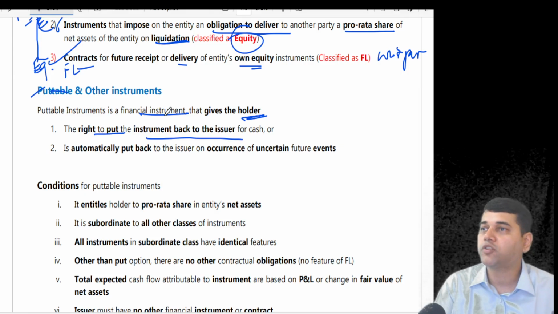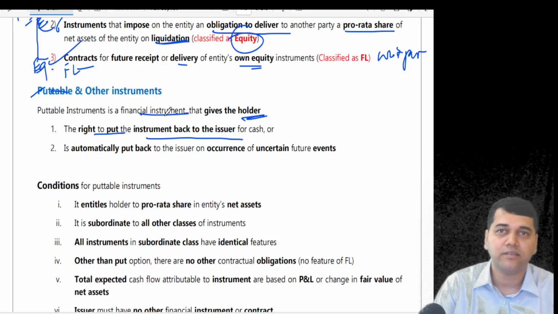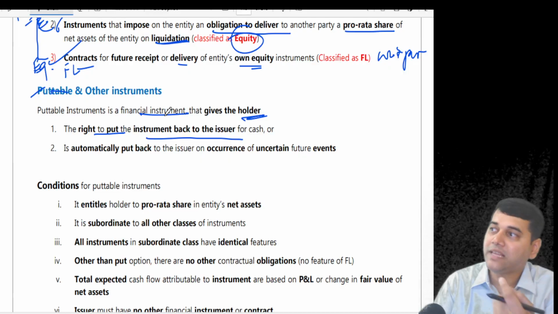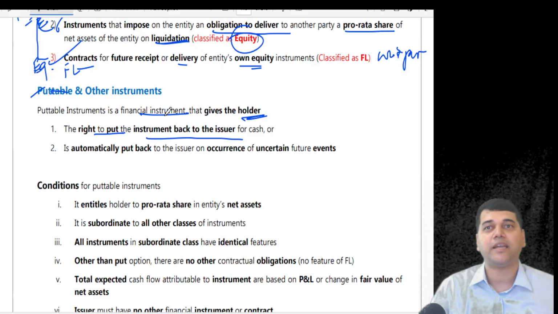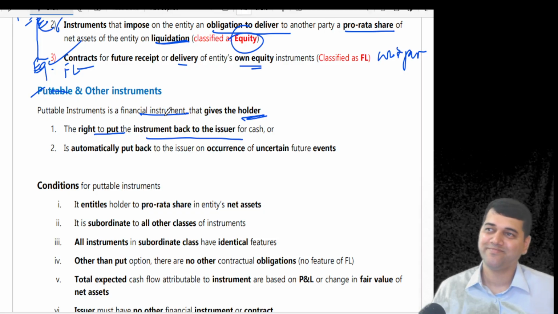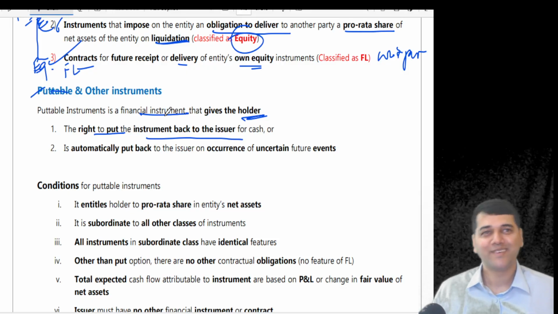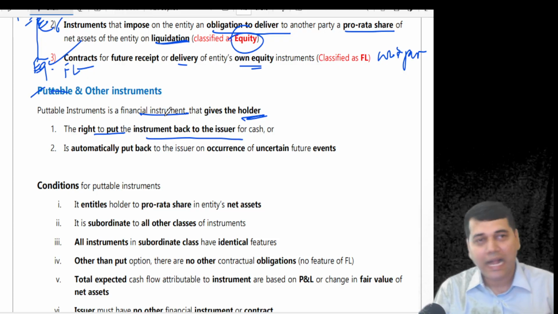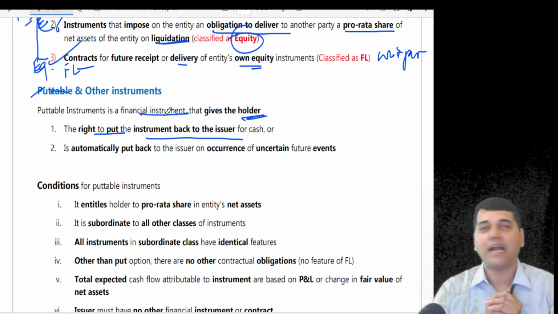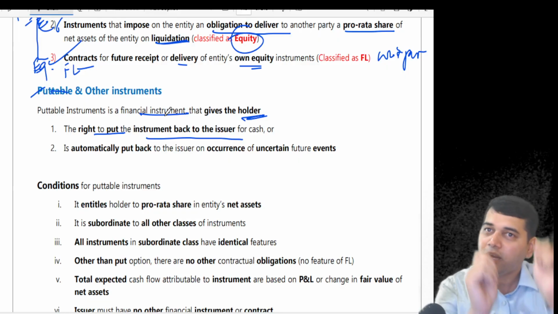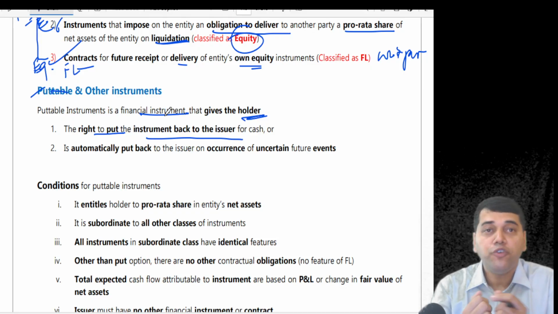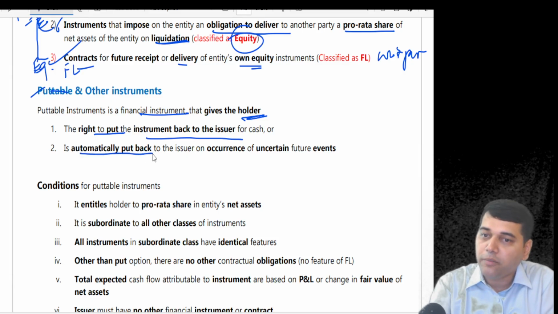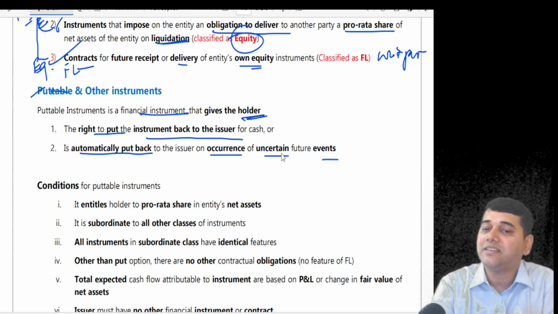Then what if I want money, what should I do? Sell it to somebody in the market. Followed? No. Now, is there any instrument where I don't want to sell in the market? I will give it back to you only and you have to pay me cash. Understood? Question is clear? Is there any instrument you have seen where I have subscribed to it, but tomorrow if I want money, I will not go into the market because there is nobody to buy from me? I'll go and give it back to you, and you give me proportionate net assets. That's the beautiful thing. Or it is automatically put back to you on occurrence of certain future uncertain events.